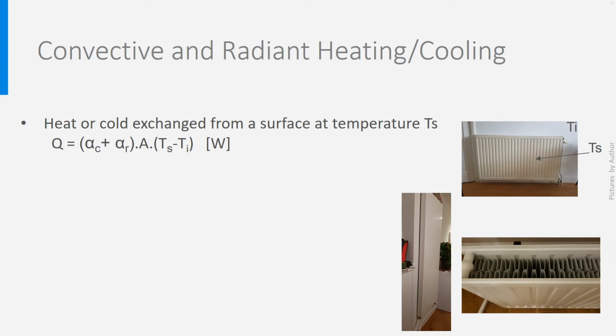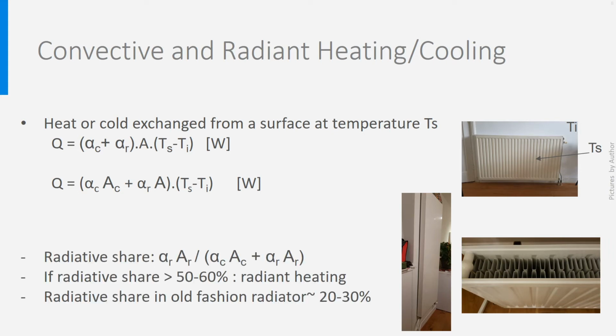So, in general, we can rewrite the heat transfer equation like that, taking into account the outer radiative surface A and the surface for convection Ac. The radiative share can then be calculated easily. In general, if the radiative share is higher than 50 to 60%, we will speak about radiant heating. The flat radiator on the picture and most electrical radiant panels are such ones. If the radiative share is lower than 50%, we will call it convective heating. Old-fashioned radiators have in general a radiative share of 20 to 30%. But keep in mind that both radiative and convective heat transfer are always there.